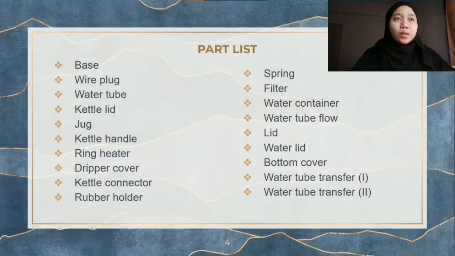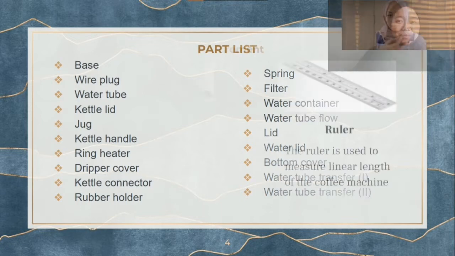First, base, wire plug, wire tube, kettle lid, jug, kettle handle, ring heater, dripper cover, kettle connector, rubber holder, spring, filter, water container, water tube flow, lid, water lid, bottom cover, and 2 water tube transfer.